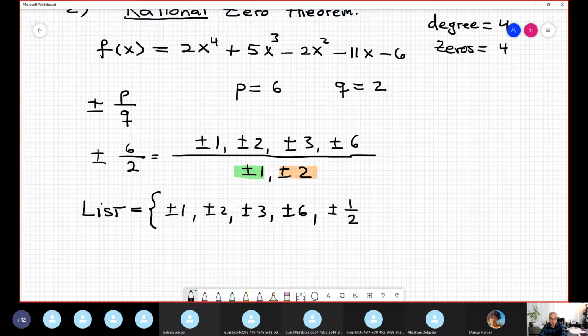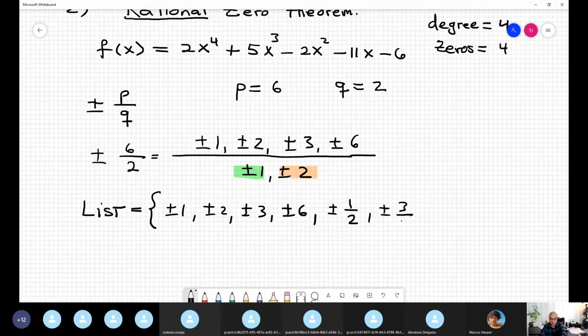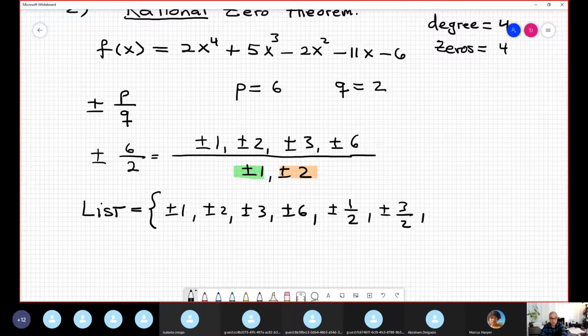Wow, we come from 1/2. It's 1 divided by 2. And now the second is 2 divided by 2, which is 1. So I have it here; I don't need to repeat it. The second is plus or minus 3/2. And the last one is 6 divided by 2, which is 3, which I have here. So now I'm listing my potential zeros of this polynomial.